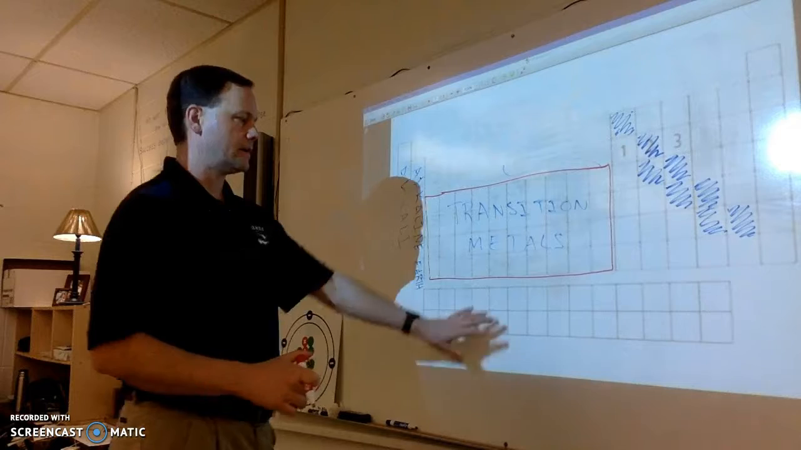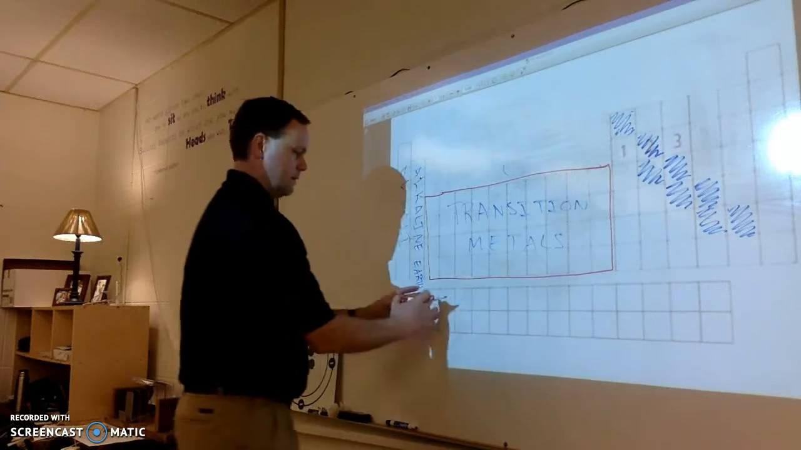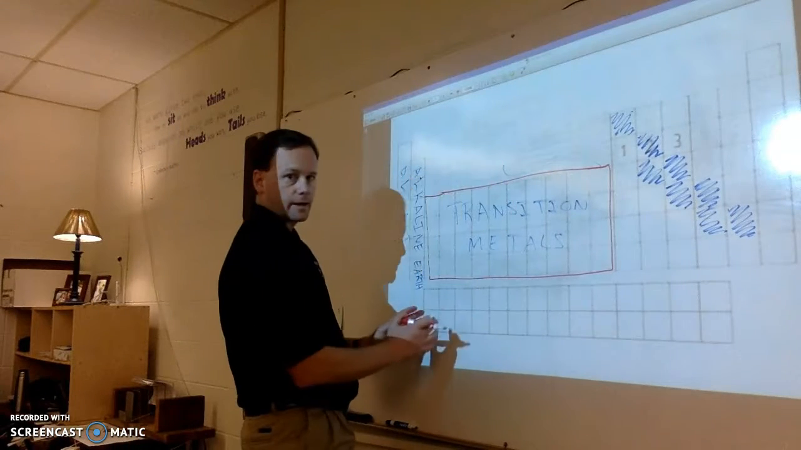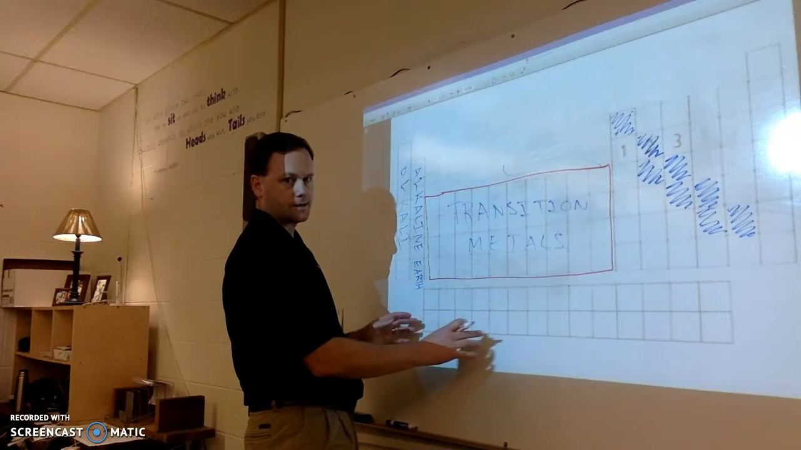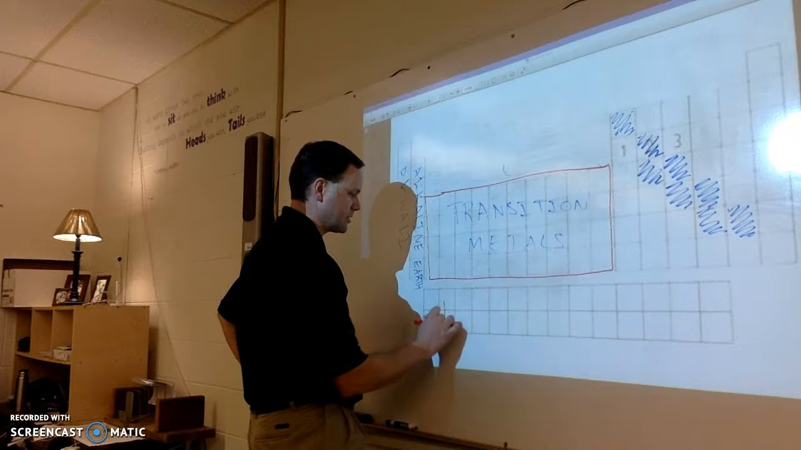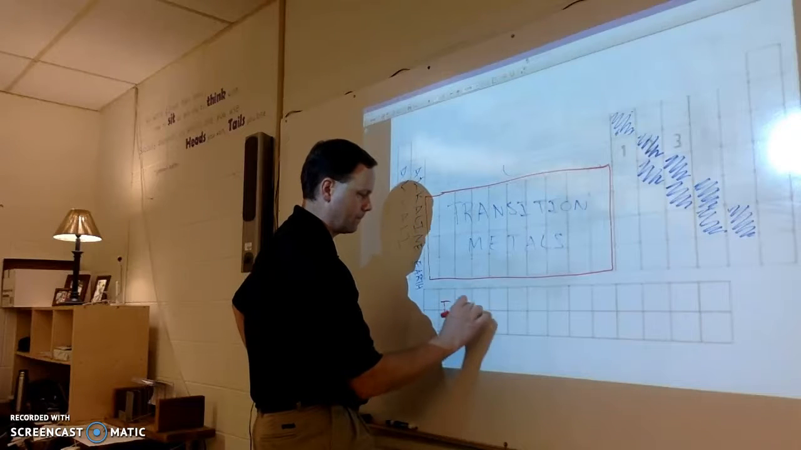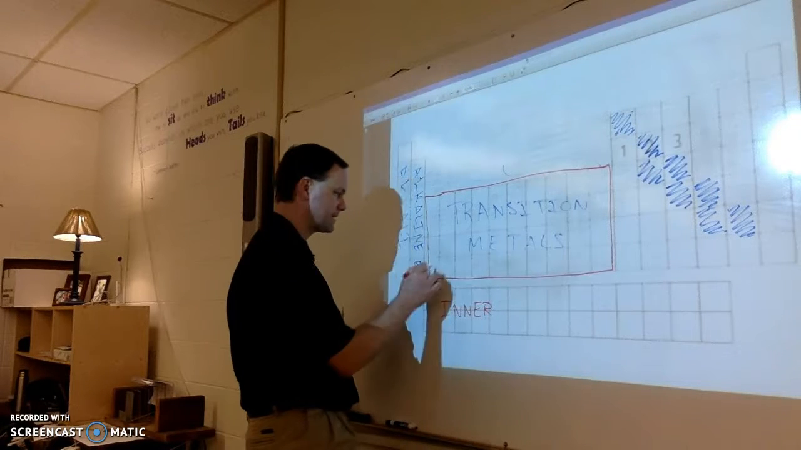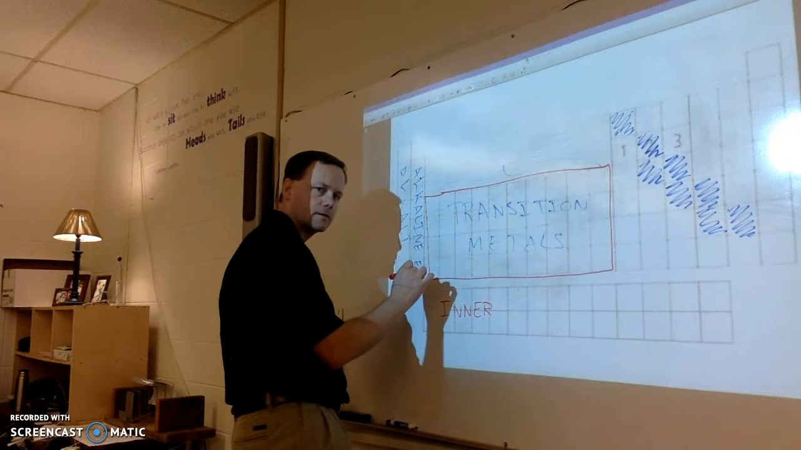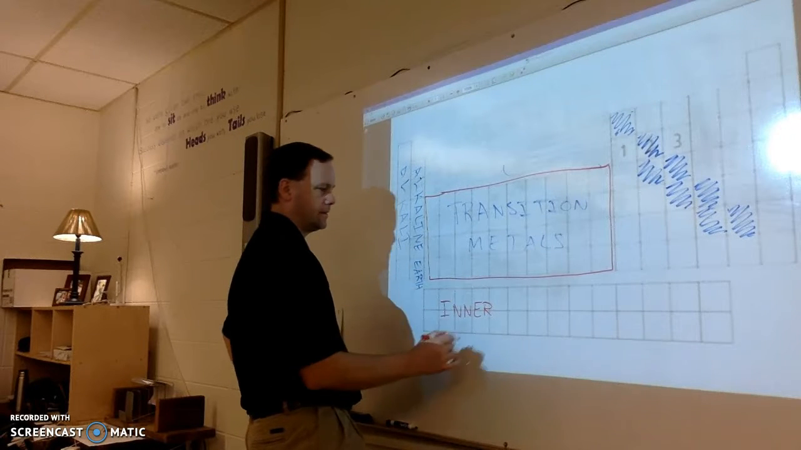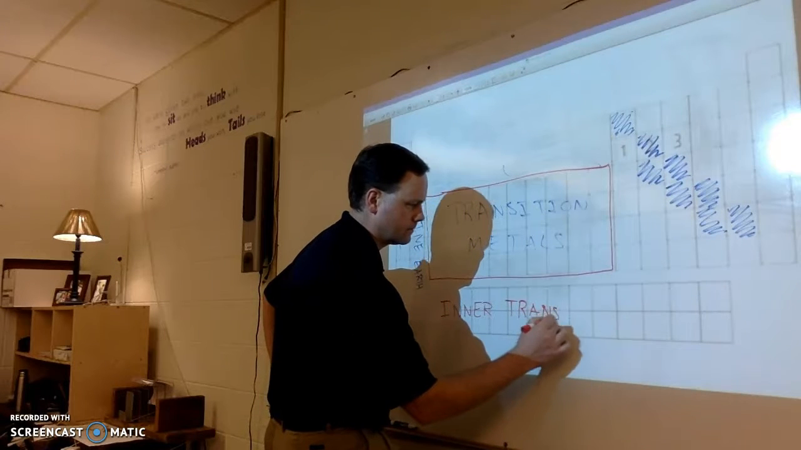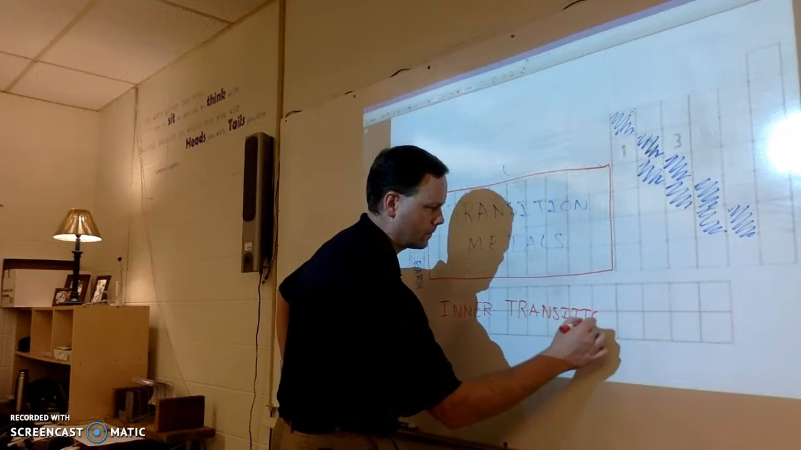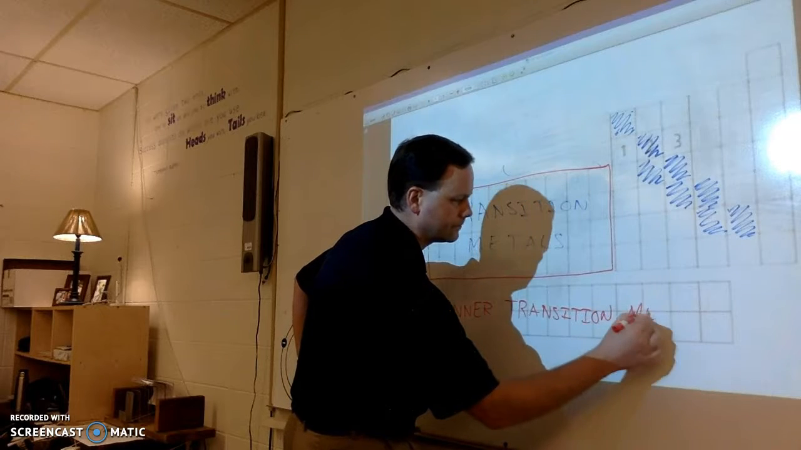Now down here at the bottom, these guys, which is your lanthanides and your actinides, are called intertransition metals. Why? Because they actually go in right in there. They go right in here. Intertransition metals.